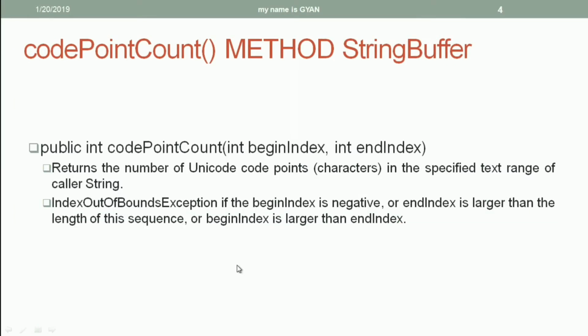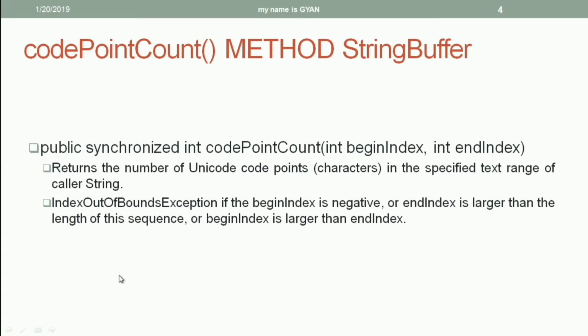Similar to the methods codePointAt and codePointBefore, the codePointCount method is also present in the abstract AbstractStringBuilder class. From there, it gets inherited to the two children of the abstract class, StringBuffer and StringBuilder. After inheriting, the StringBuffer class changes it to synchronized. But after inheriting, the StringBuilder class does not change anything in the codePointCount method. So if we are talking about the StringBuffer class, here we should use the word synchronized. Now this is perfect.